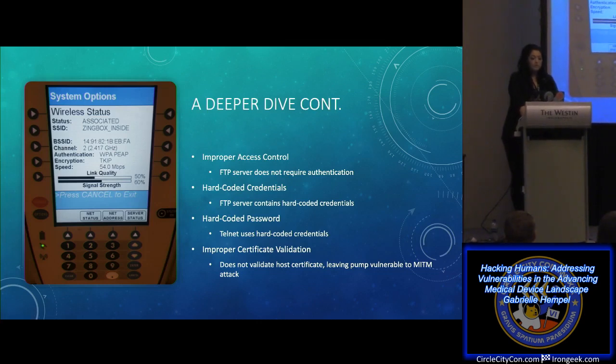We also see improper access control on the device. The FTP server on the pump doesn't require authentication. This server also contains hard-coded credentials, which are not fully initialized. Telnet on the pump also used hard-coded credentials, which could be exploited if the pump was configured to allow external communications. And they did not validate the host certificate, which left the pump vulnerable to a man-in-the-middle attack as well.